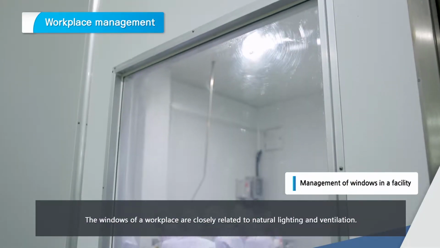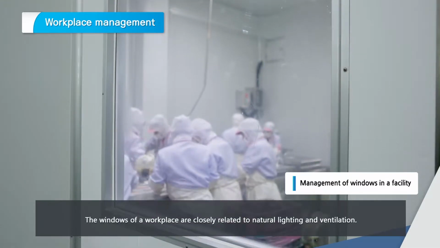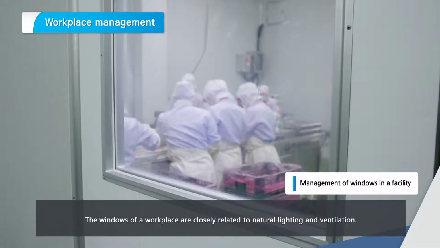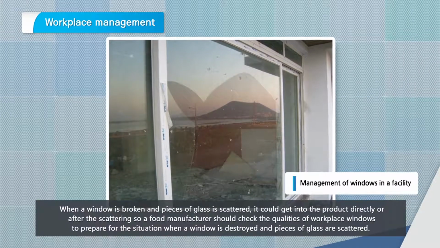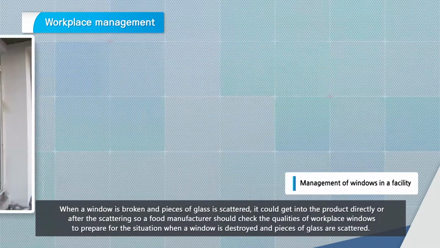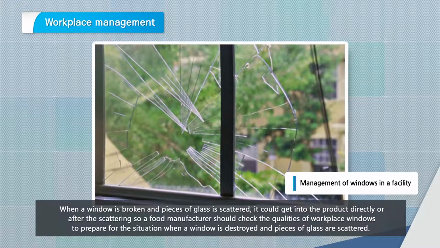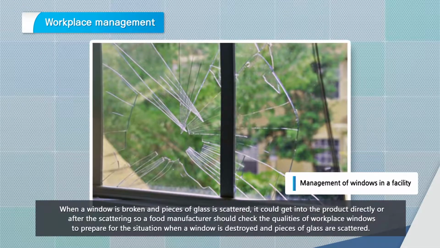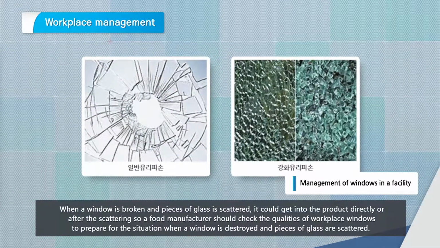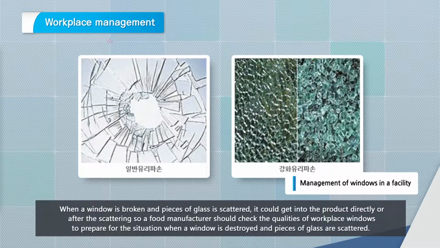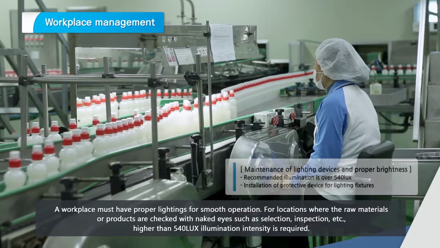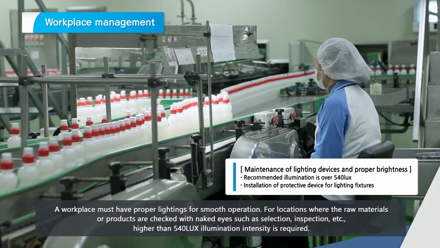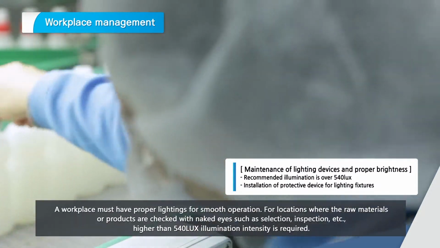The windows of a workplace are closely related to natural lighting and ventilation. When a window is broken and pieces of glass are scattered, it could get into the product directly or after the scattering, so a food manufacturer should check the qualities of workplace windows to prepare for the situation when a window is destroyed and pieces of glass are scattered. A workplace must have proper lighting for smooth operation.